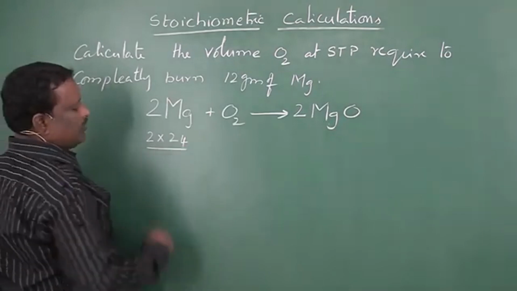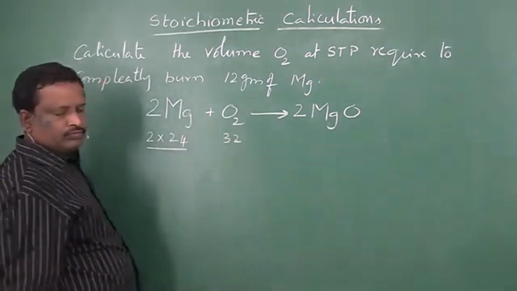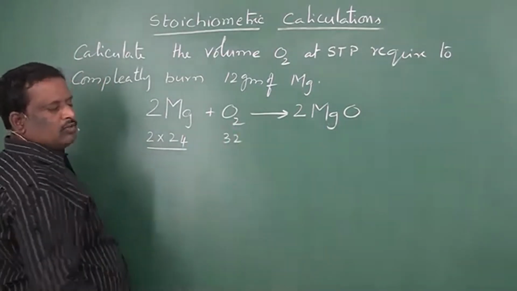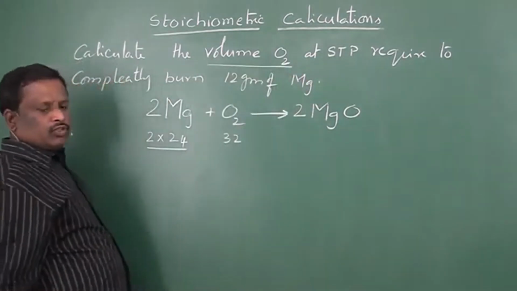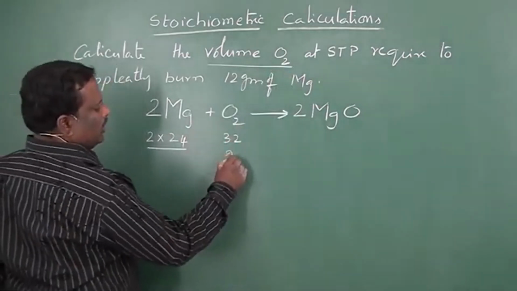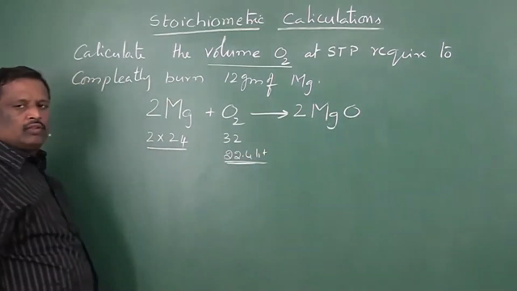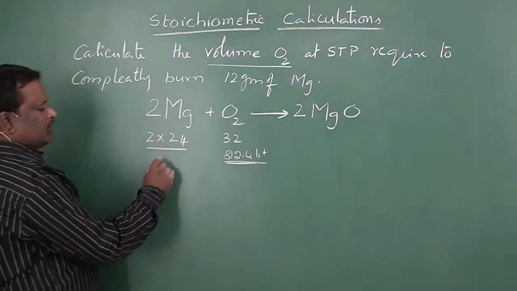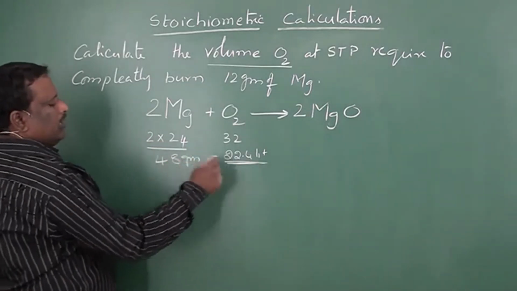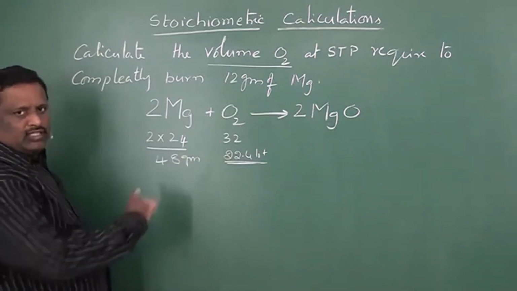Now, according to this equation, 2 into 24 is the atomic weight of magnesium. 2 into 24 grams of magnesium reacts with 32 grams of oxygen to produce magnesium oxide. Here they are asking the volume of oxygen at STP. So this 32 grams of oxygen will occupy 22.4 liters at STP. That means these 48 grams of Mg require 22.4 liters of O2 at STP. That is the ratio.